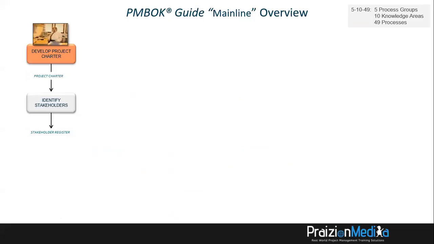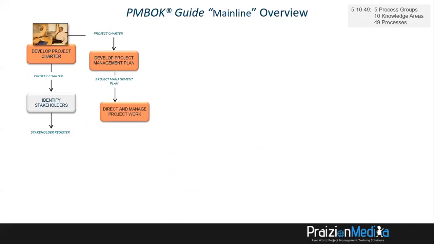Now, as you go through the main line, I want to challenge you to think about all the other processes and all the other knowledge areas and think about where you can plug these in. For example, where would you plug in plan stakeholder engagement? You could plug it straight in to identify stakeholders. Now, the project charter comes out of develop project charter and goes to develop project management plan. And that in turn goes to direct and manage project work, the process, direct and manage project work.